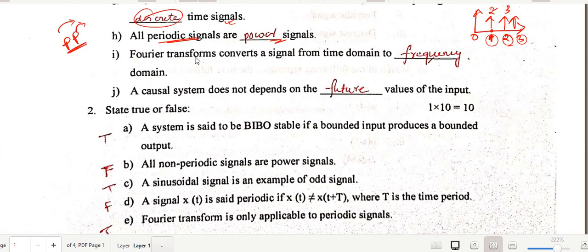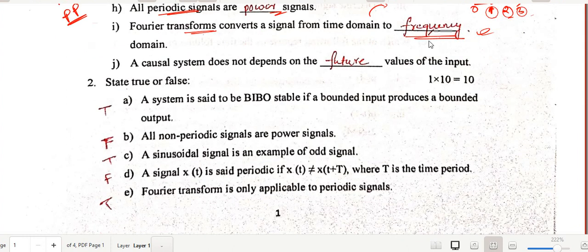Next question, the Fourier transform converts a signal from time domain to, so Fourier transform basically transforms a signal from time domain into the frequency domain. Okay, so the same applies for Laplace transform as well. Laplace transform also converts a signal from time domain into frequency domain. So the blank here will be filled by frequency domain.